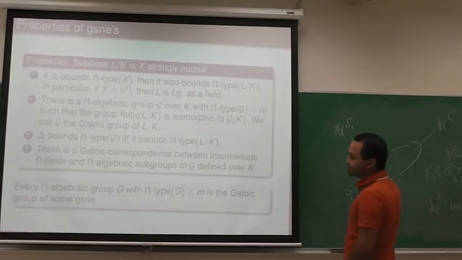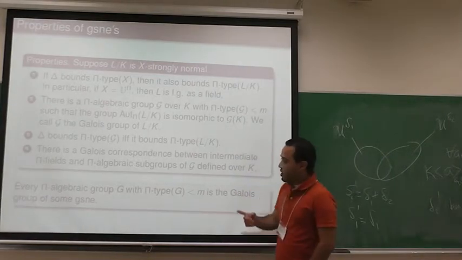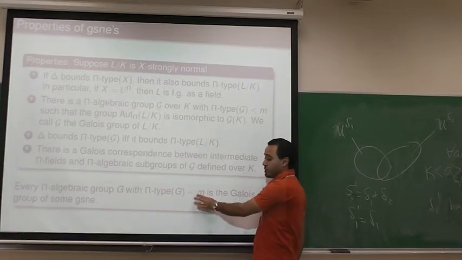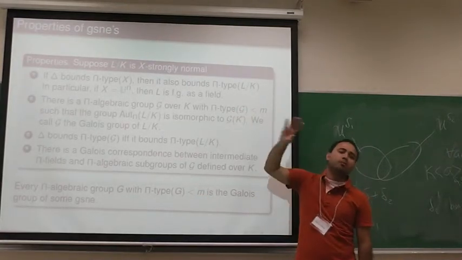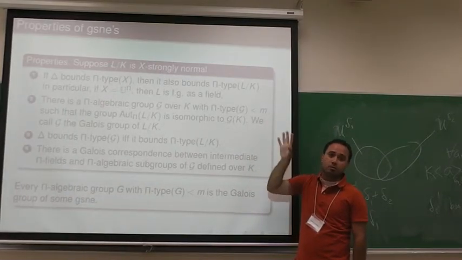And now one property is that these Galois groups are never of maximal differential type. The differential type is at most the number of derivations, but the Galois group is always less. Always.